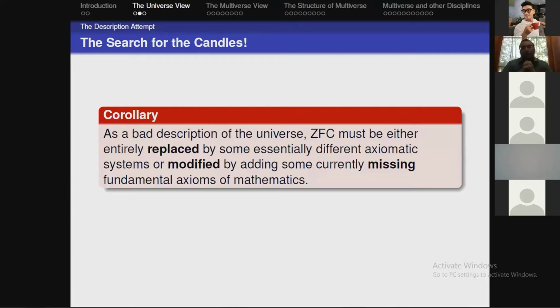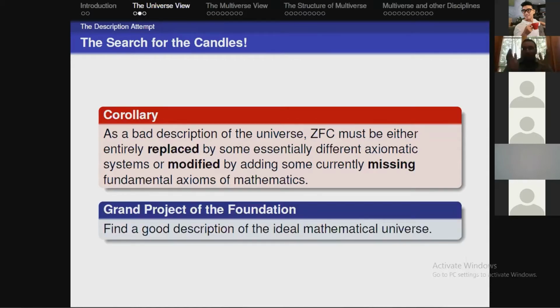So the universe view says that as a bad description of the universe, ZFC must be either replaced entirely by some essentially different axiomatic system, which is a different description of the universe, or be modified by adding some currently missing fundamental axioms of mathematics, which is actually a completion of ZFC with some additional axioms. Here begins the grand project of the foundation from a universe view: find a good description of the ideal mathematical universe. Assume philosophically that it exists and it's unique.